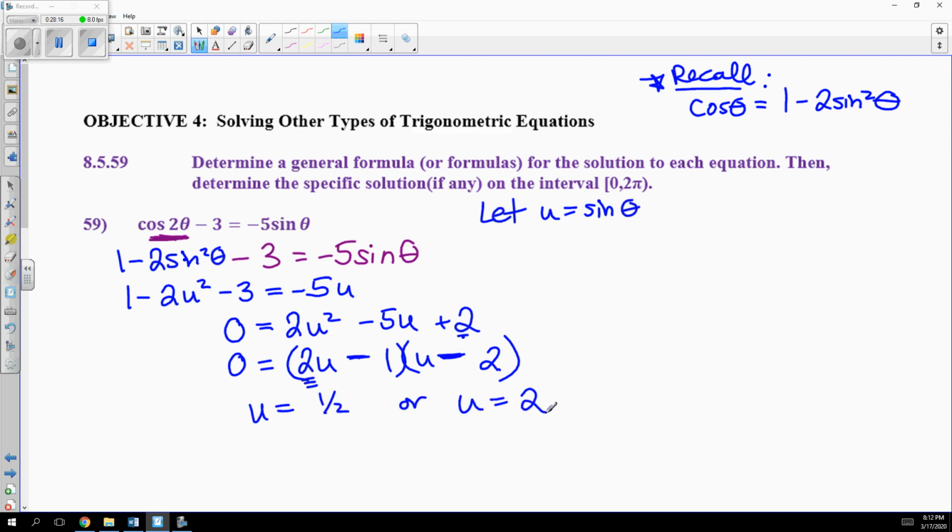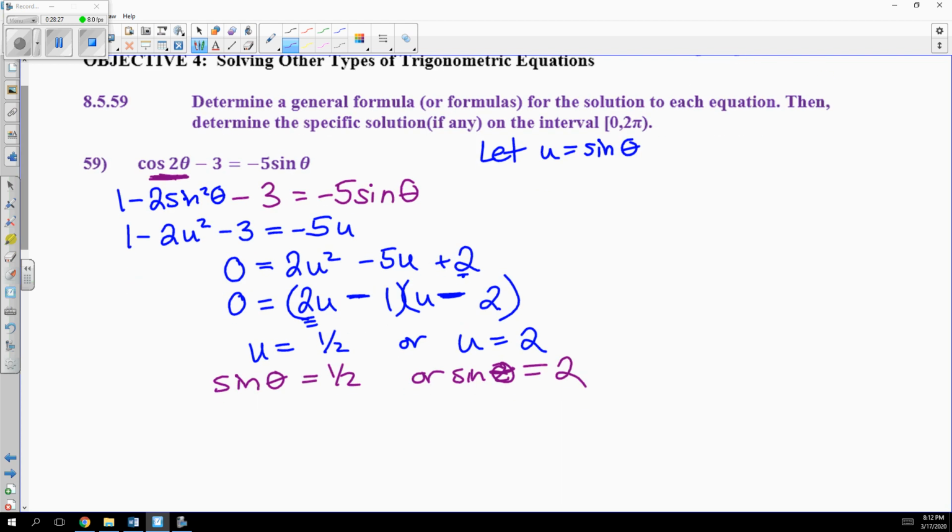So now here's where we are when we plug in sine theta again. We've got sine theta equals 1/2 or sine theta equals 2. Here's the good news. Remember that sine and cosine cannot be outside of the range from -1 to 1. If you try on your calculator to do inverse sine of 2, it's going to give you a domain error. So you can just negate that solution altogether.